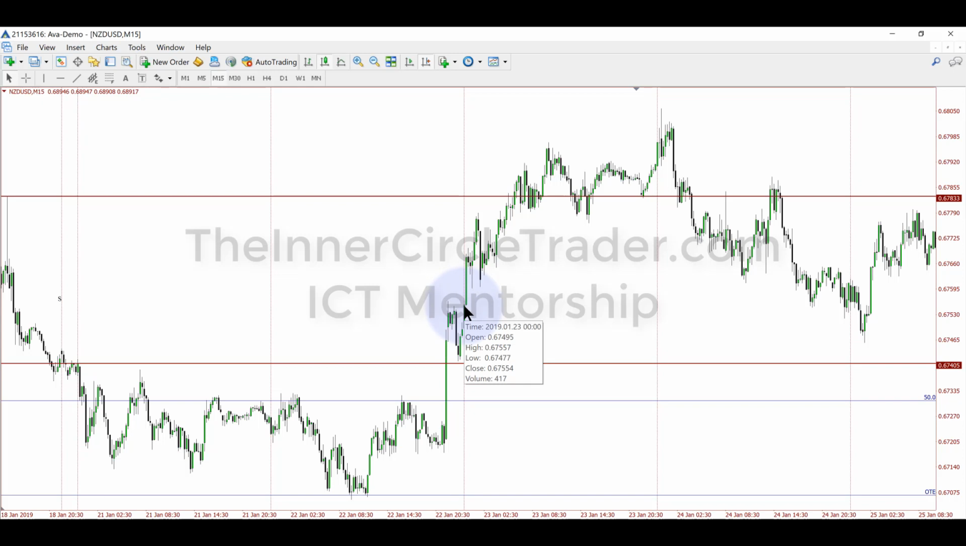67.47.7. So we want to see it go below 47. It swings all the way down to 45. Bingo. That's the pattern. This is the thing that you're looking for. That missing piece, that's it. That's all you're looking for.